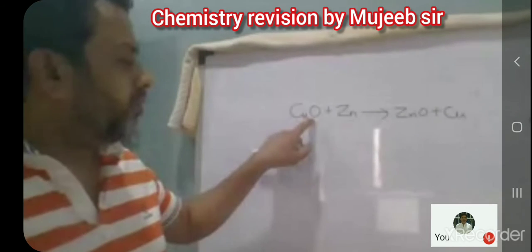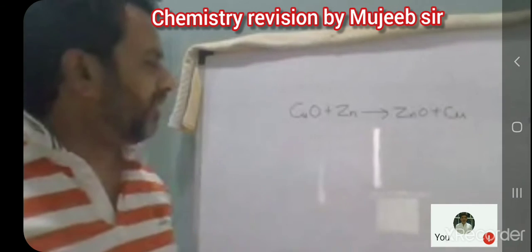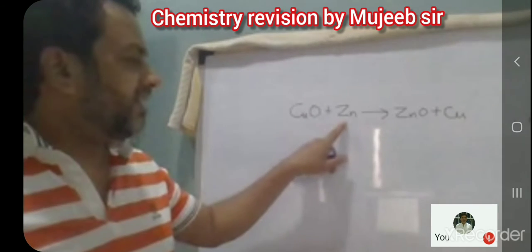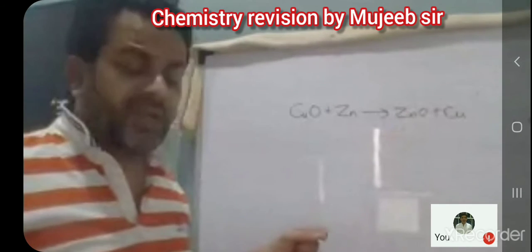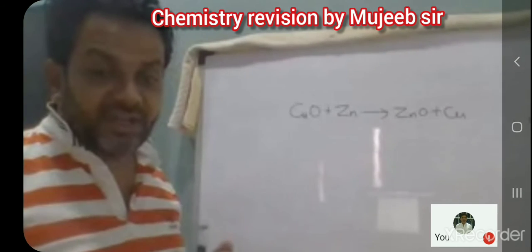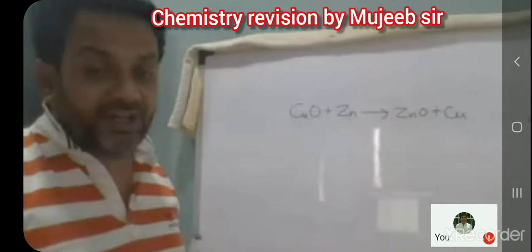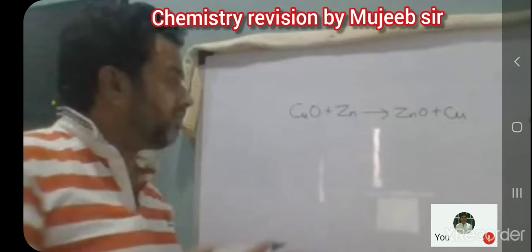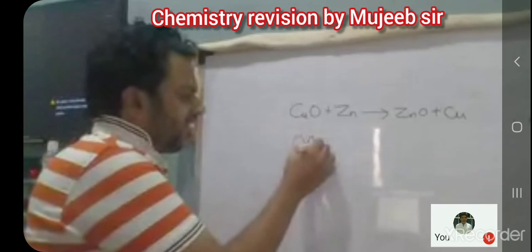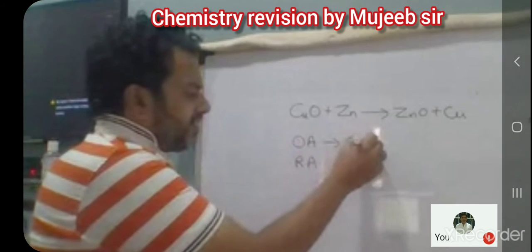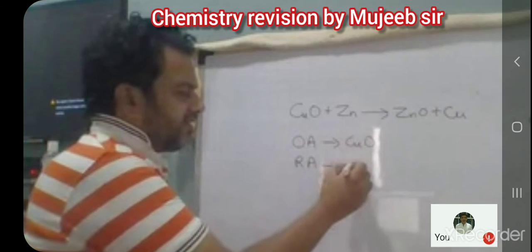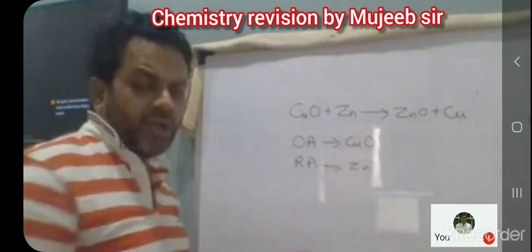Here CuO lost oxygen to form Cu, and Zn gained oxygen to form ZnO. So Zn is oxidized and CuO is reduced. This reaction falls in the category of redox reaction and displacement reaction. Here the oxidizing agent is CuO and the reducing agent is Zn.